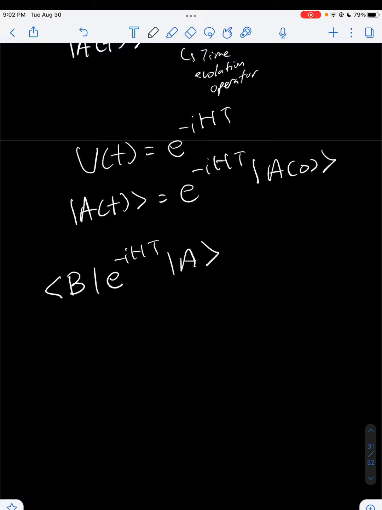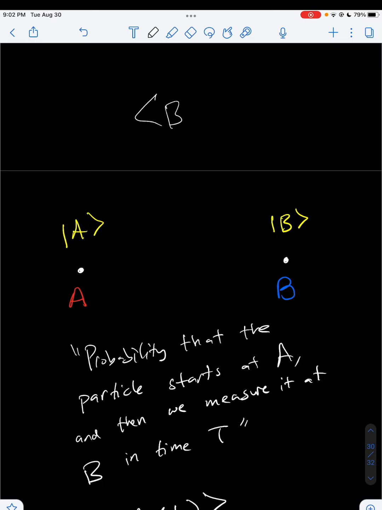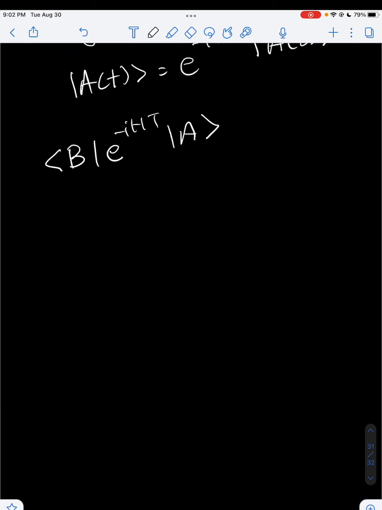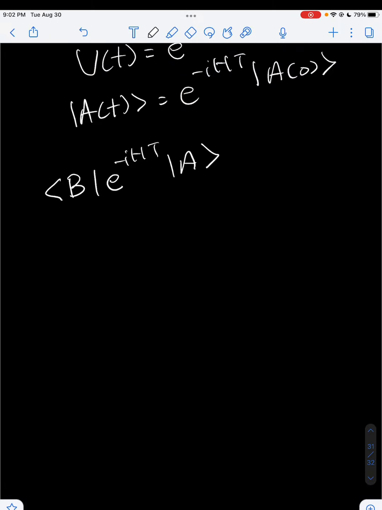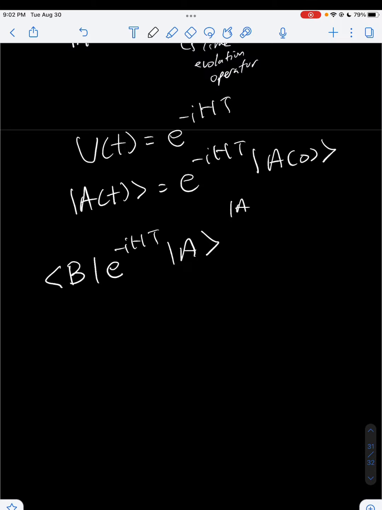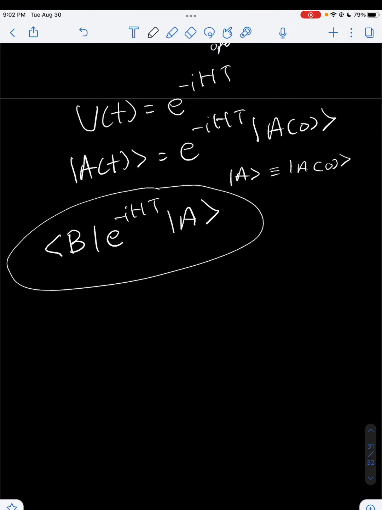This is progress. Of course, we went from the inner product of B with A to B with e to the minus iHt, A. And of course, here we are defining A to be A at time t equals 0. So here is what we have so far. Okay, and it is progress since we've introduced the Hamiltonian.